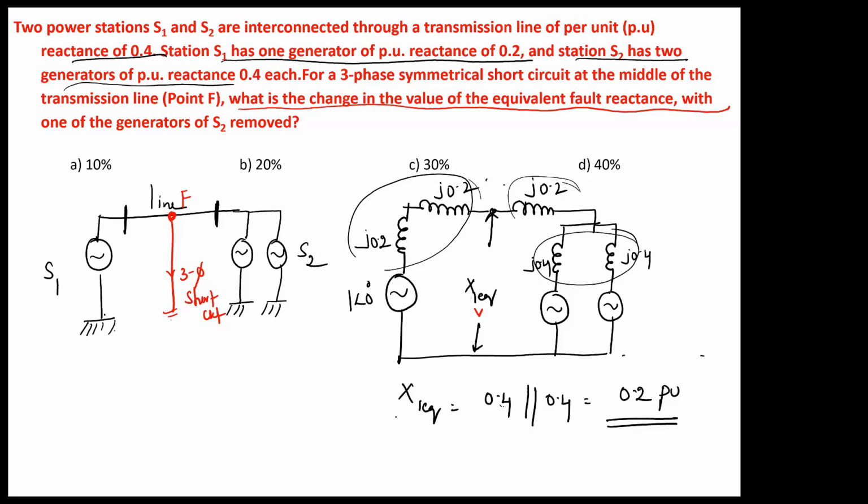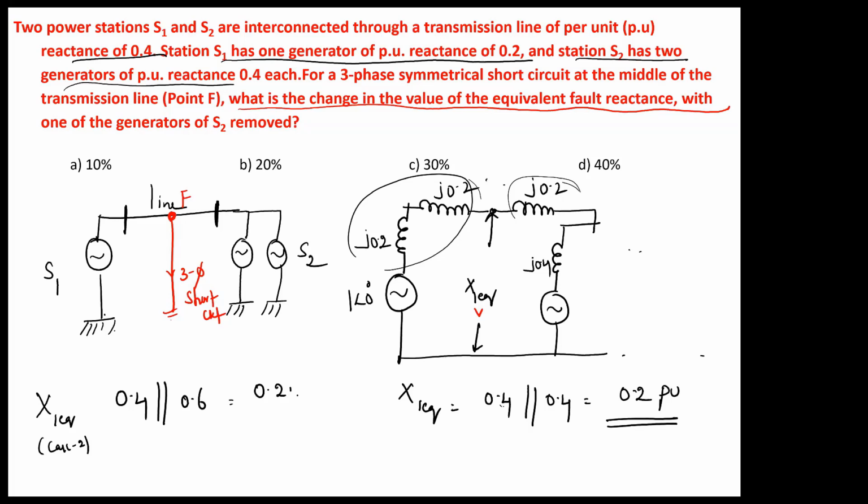Now, the second case is when you remove one of the generators. He is asking what this value becomes. In this case, it will become 0.4 in parallel with 0.6. This is the X1 equivalent after case 2. So can anyone tell 0.4 in parallel with 0.6? It will become 0.24 per unit.